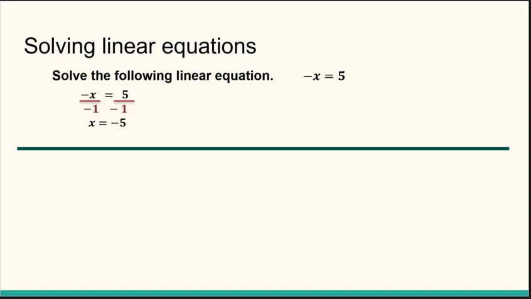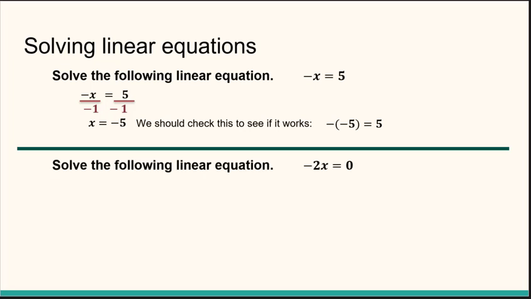Now you know we better check this. So let's check it. Negative times a negative 5, negative times a negative is a positive. Oh yeah, that's it. Perfect.